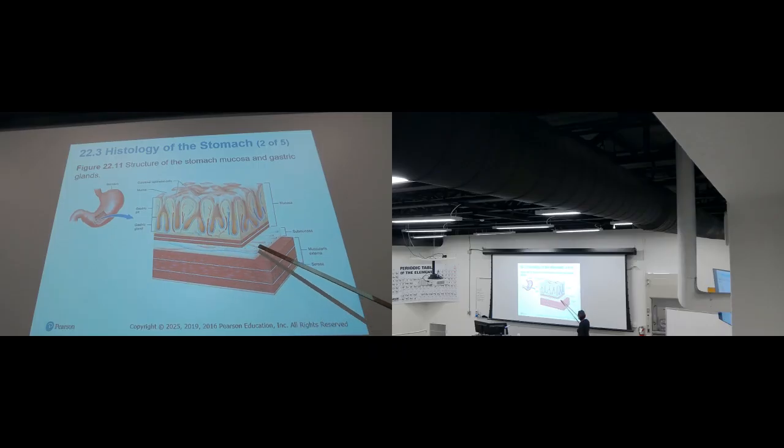Now, in the next layer, the submucosa, we have a lot of blood vessels that provide blood supply to all of this tissue underneath the epithelium. And then we have the muscularis externa with the oblique, circular, and longitudinal layers, and then we have the serosa.